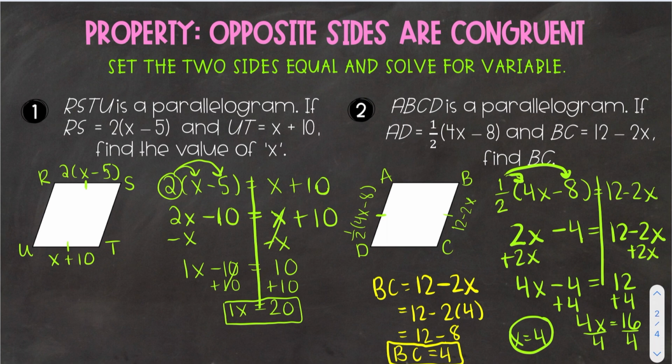So the main takeaway from this video is that anytime you're given opposite sides, in order to solve for the variable, you're going to set the two sides equal to each other and then solve for x.